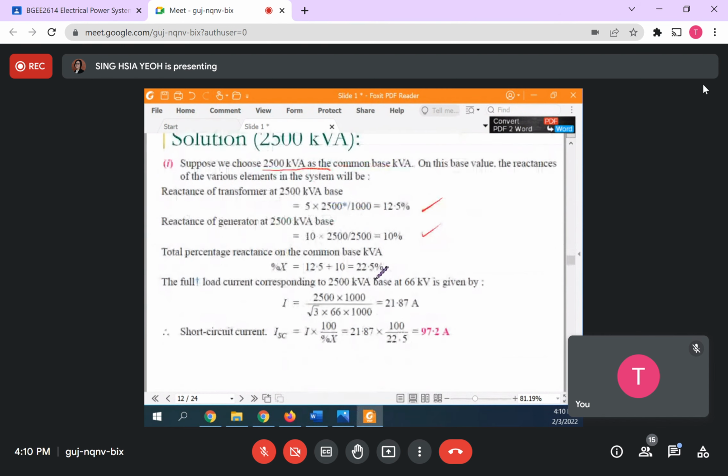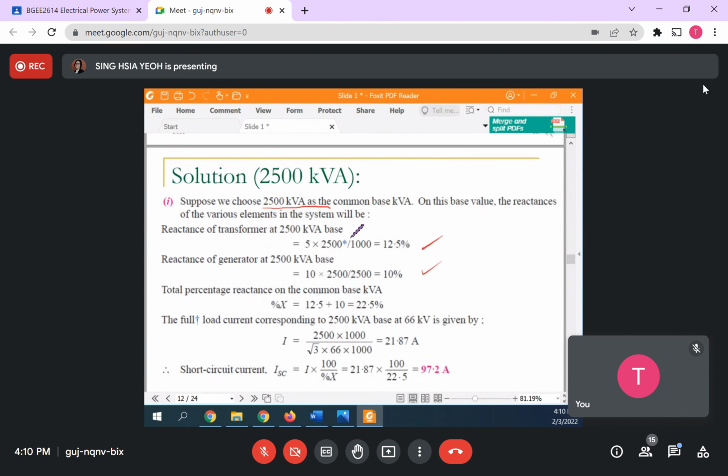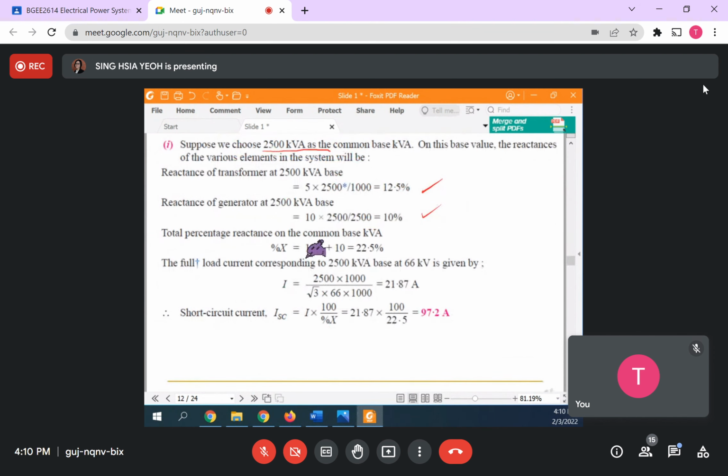Then your fault is here, so you need to add up everything, whether it is series or parallel. This one is very clear, it is a series, right? So you need to add up until here. Generator %x plus transformer %x will give this.